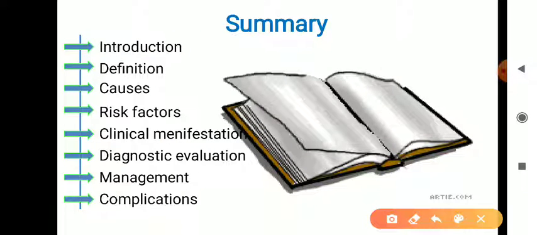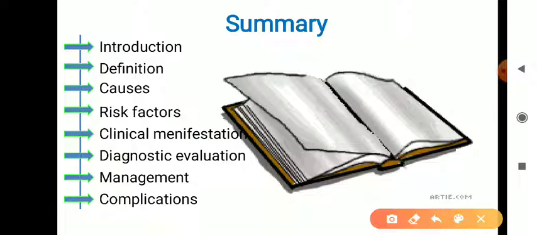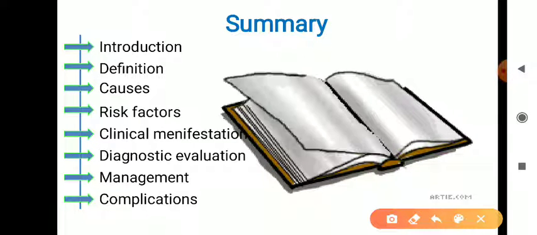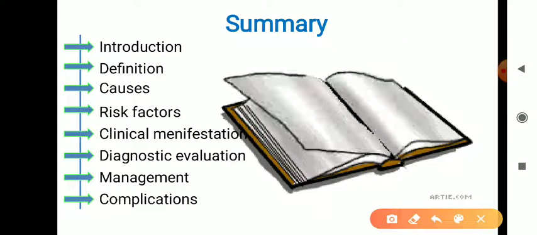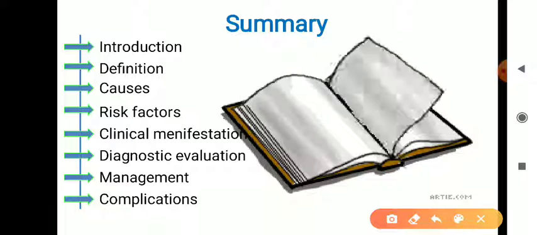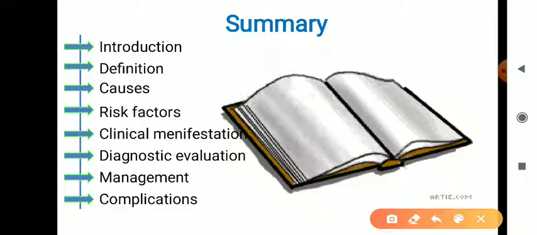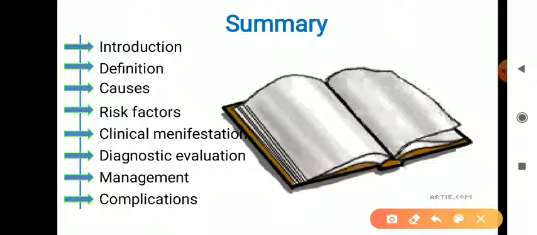Next we will see the summarization of today's class. Firstly we have seen the introduction about orchitis, and the definition, that is the infection or inflammation of the testis, and causes that can be bacterial or viral, and risk factors that can be STI or not related with STI. Some clinical manifestations we have seen, prostate enlargement and scrotal erythema will be there, and diagnostic evaluation we have seen: history collection, physical examination and ultrasonography.